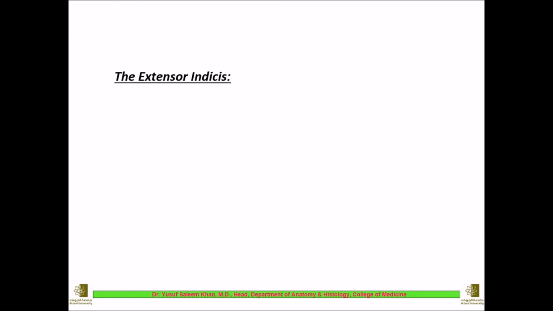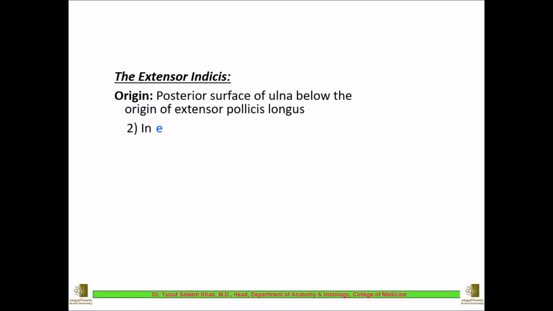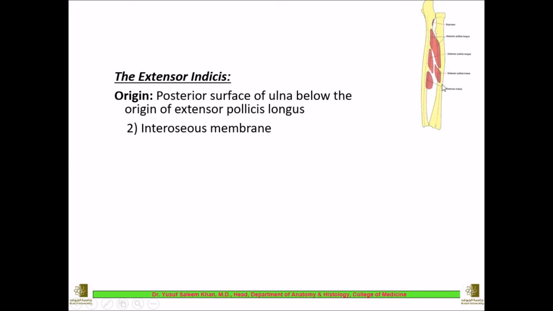The next muscle is extensor indicis. So this is again a very important muscle. This is the origin of this extensor indicis. It will be taking origin from the posterior surface of the ulna below the origin of the extensor pollicis longus as well as the interosseous membrane. So this is the origin of this muscle called the extensor indicis, from the posterior surface of the ulna as well as the interosseous membrane below the origin of the extensor pollicis longus.